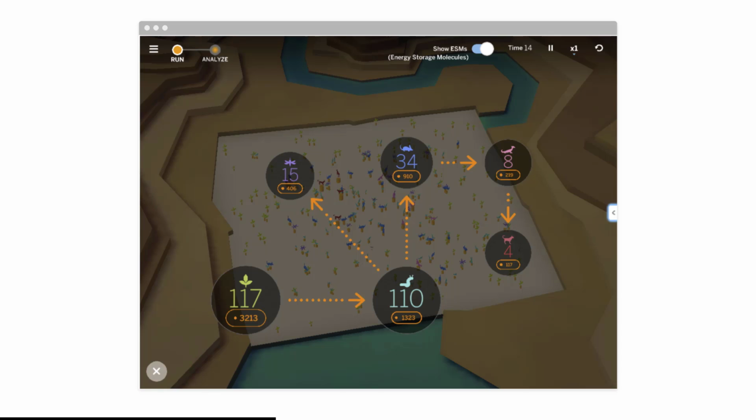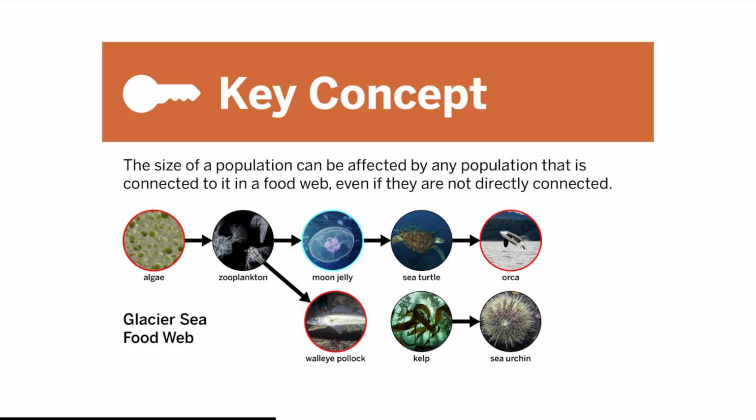How are these examples of indirect effects? These are indirect effects because they are caused by populations that are not directly connected on the food web. Key concept: the size of a population can be affected by any population that is connected to it in a food web, even if they are not directly connected.